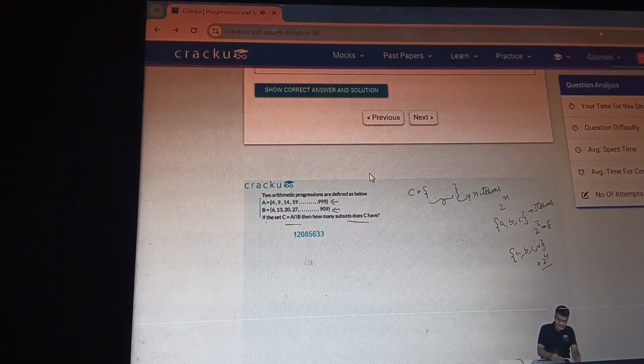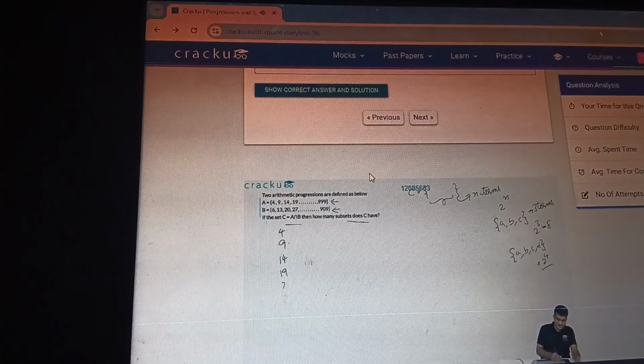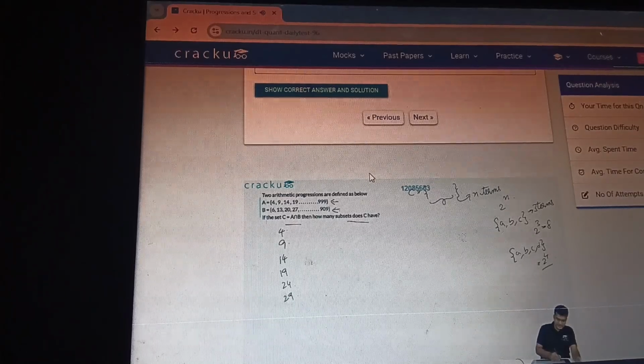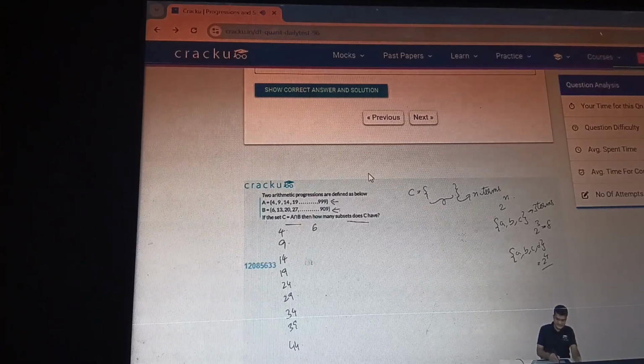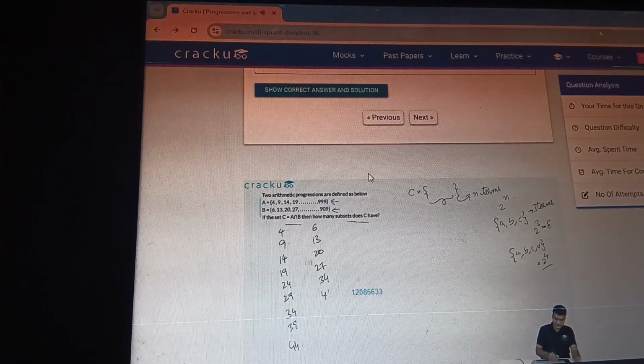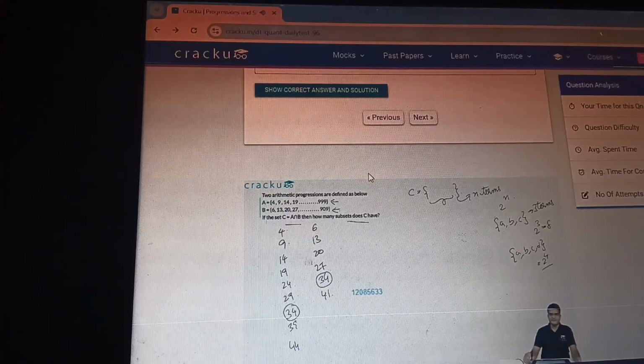If you are looking at A, the first few terms will be 4, 9, 14, 19, 24, 29, 34, 39, 44 and so on. And the first few terms of B will be 6, 13, 20, 27, 34, 41 and so on. As you can see, the first term which is common between both of them is 34.